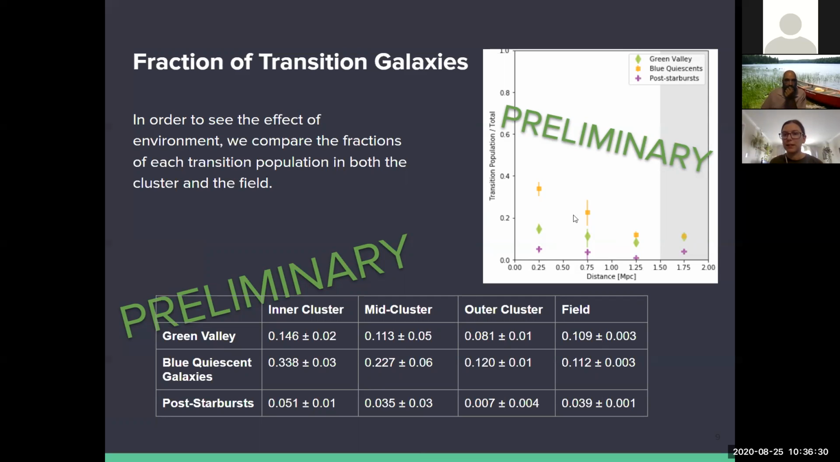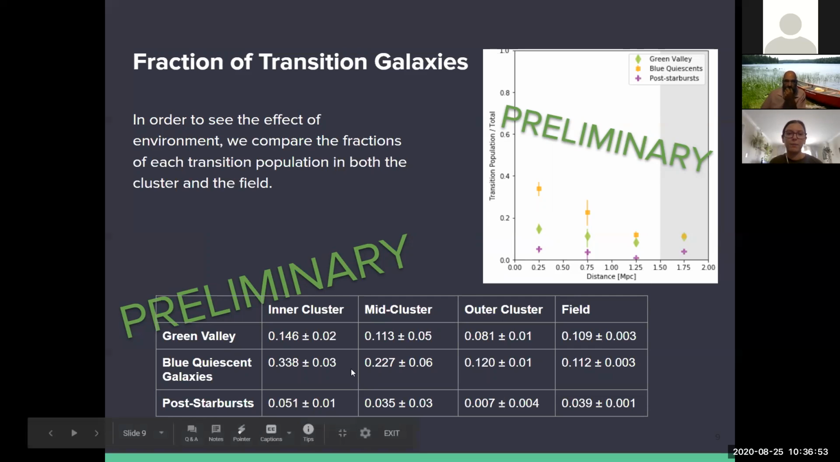And with the blue quiescent galaxies, you see more of a trend with radius. If you compare this to the fraction of the quiescent galaxies, it's more similar to the quiescent fractions, which makes sense when you consider that this box was drawn around the blue part of that quiescent sequence. So they should be similar to it if we're selecting a subset of them.